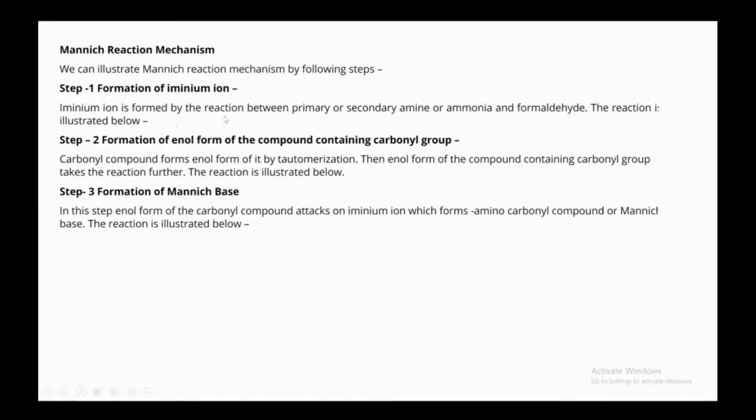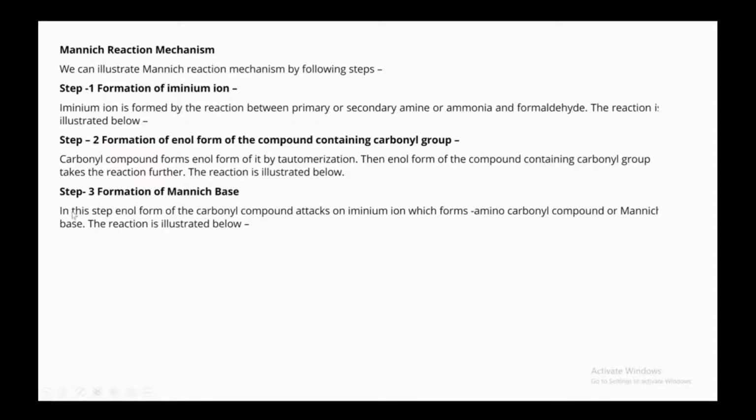Iminium ion is formed by the reaction between primary or secondary amine that we call a Schiff base, or ammonia and formaldehyde. The reaction will be discussed in the next slide. And step 2 is carbonyl compound forms enol. En means alkene, a double bond. Ol means OH group, formed by its tautomerization. Then enol form of the compound containing carbonyl group takes the reaction further. This step we will explain in the next slide.